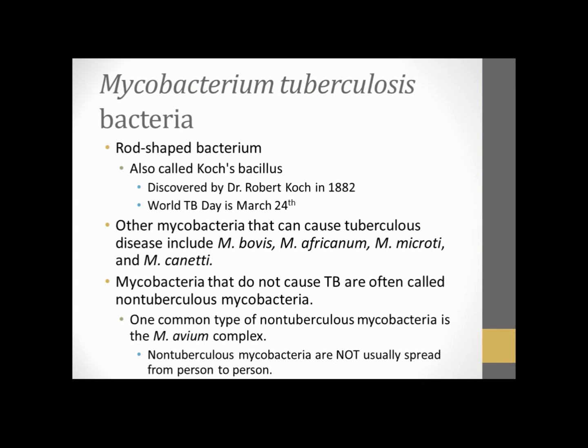Mycobacteria that do not cause TB are often called non-tuberculous mycobacteria, or NTM. One common type of NTM is the M. avium complex. Non-tuberculous mycobacteria are not usually spread from person to person. It's important to note that M. tuberculosis is a slow-growing bacteria.